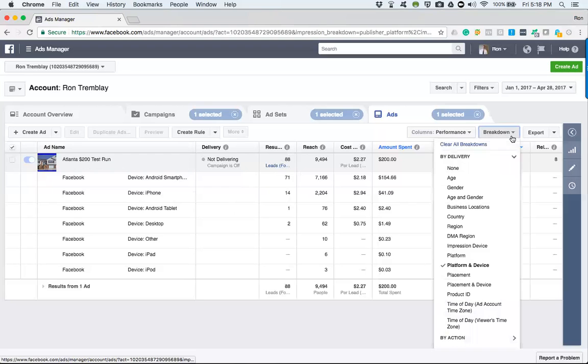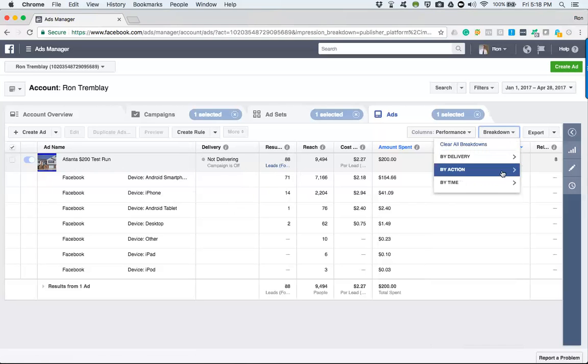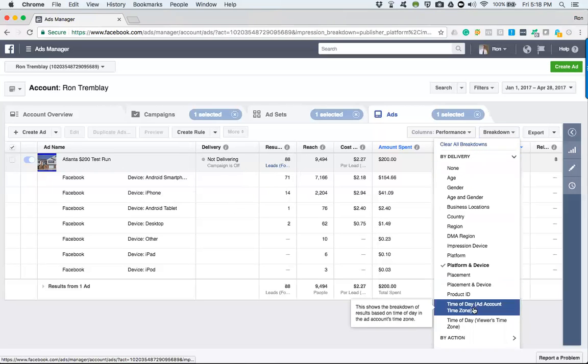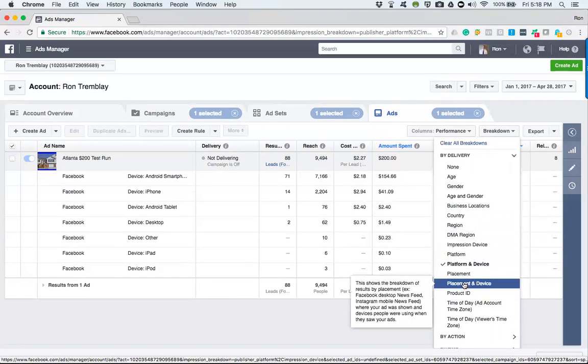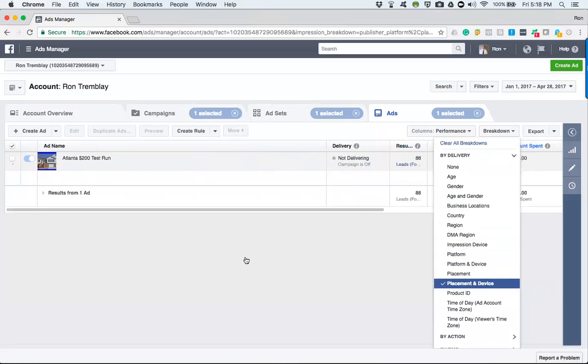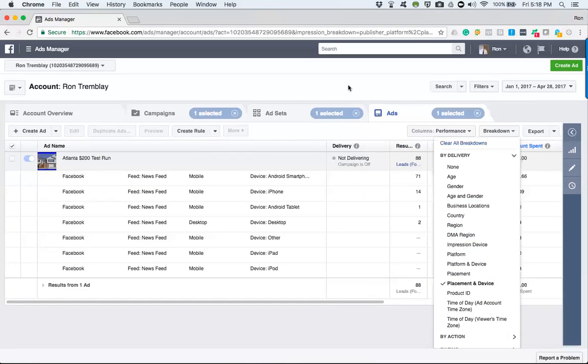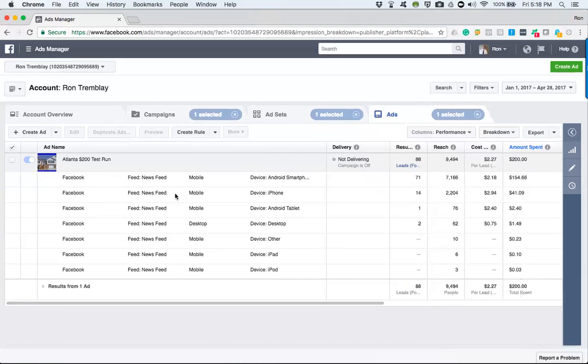So on to the next portion. On here, the by delivery section pretty much goes over, you can see, the placement and device, right? But we obviously know that we're doing Facebook newsfeed ads, as you can see right here. If you were on the right-hand ads or on Instagram, it would break those things down for you too.